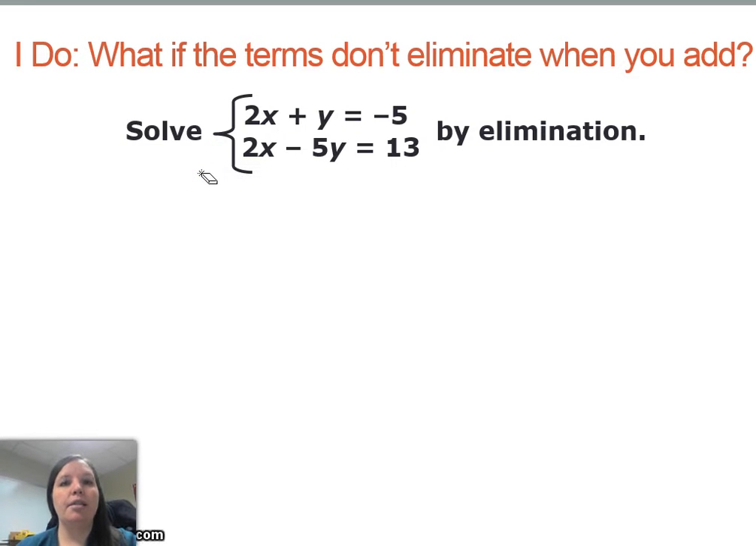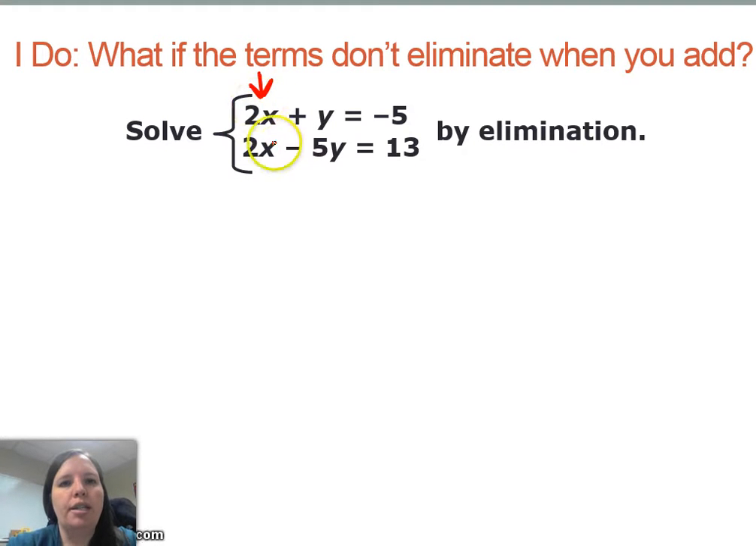So what if your terms don't eliminate when you add them together? Well, what you want to do is pick a variable. It doesn't matter whether you pick x or y. Sometimes it'll be easier to pick one than the other. You say, okay, I'm going to focus on my x's here. And notice how everything is lined up. My x's are lined up, my y's are lined up, my equal signs are lined up, and my constants are on the right side. I want to look at the x's here, and I'm going to say, if these were going to eliminate, what do I wish I saw here?